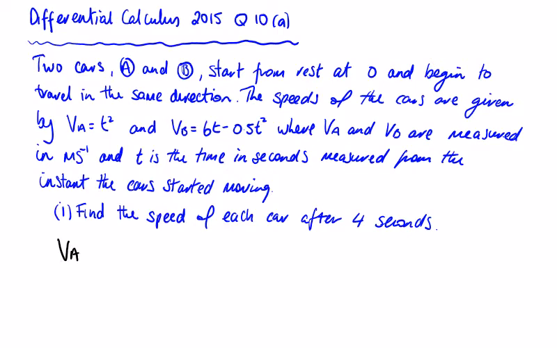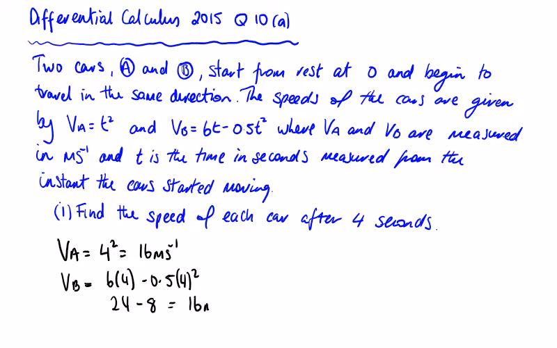So velocity of A is going to be 4 squared, which is 16. And the velocity of B is going to be 6 by 4 minus 0.5 by 4 squared, which is 24 minus half of 16, which is also 16 meters per second.